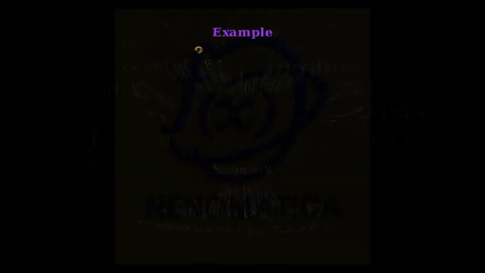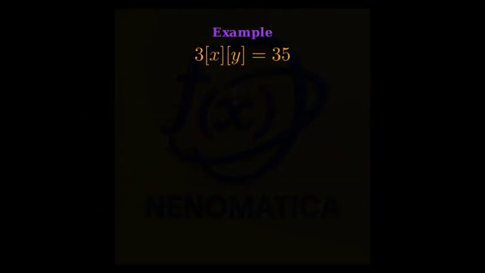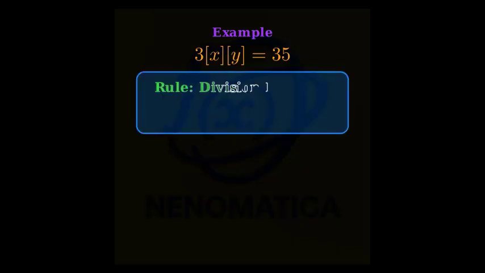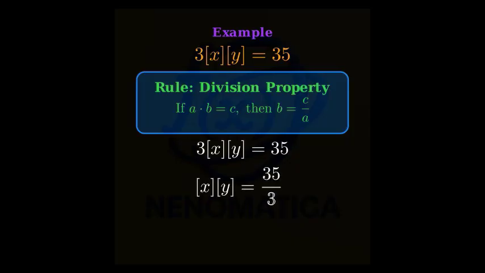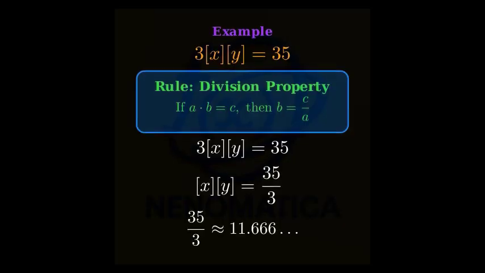In this example, we will solve the equation 3 times floor of x times floor of y equals 35, and we will follow a clean, logical structure to decide whether solutions exist. Step 1. Isolate the product. To isolate, divide both sides by 3. That gives floor of x times floor of y equals 35 divided by 3. And numerically, 35 divided by 3 is about 11.6 repeating.